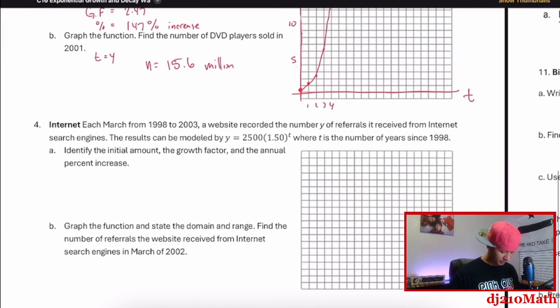Okay, number 4. Each March 1998 to 03, a website recorded the number of referrals it received from internet search engines using this model here. T is the number of years since 98. Identify the initial amount. So initial amount is going to be 2,500. The growth factor, 1.50. And the increase is going to be by 50%.